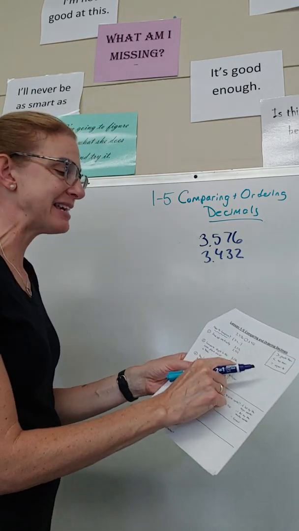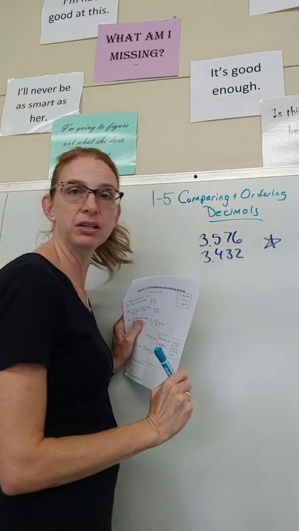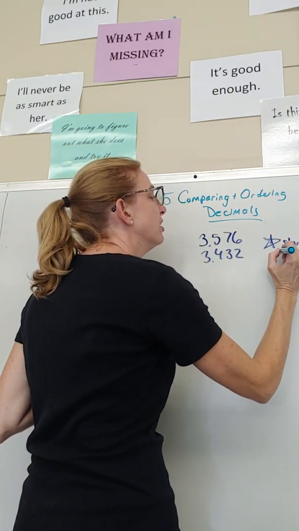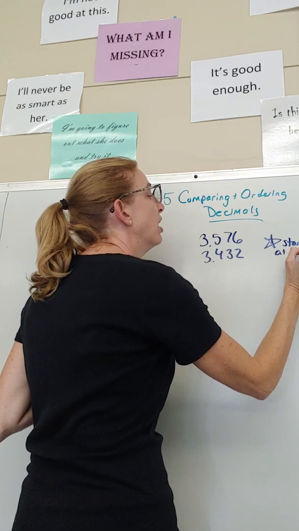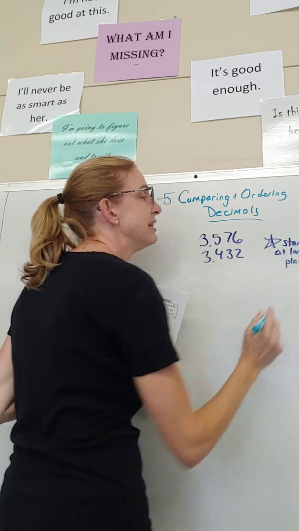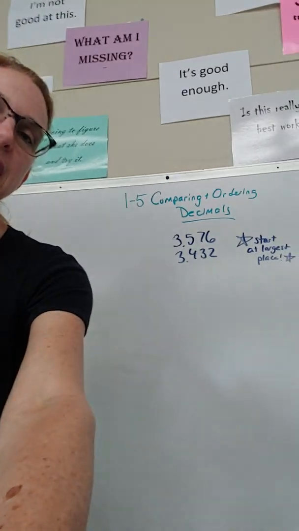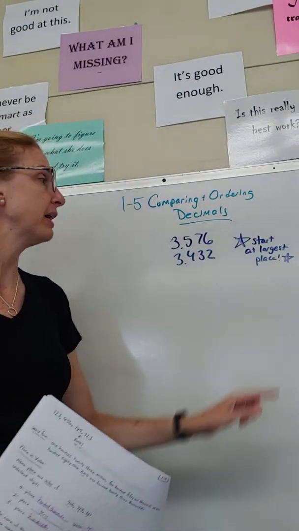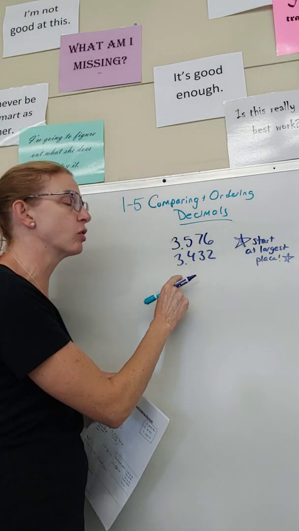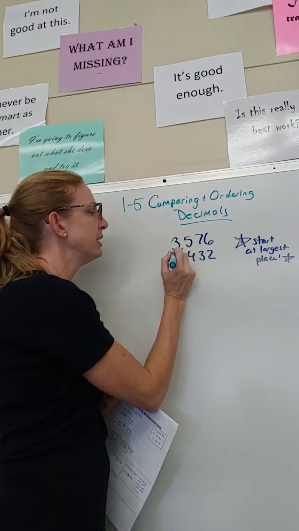And what I want you to add next to that, put kind of a little star next to those numbers. I'll show you right there. Put a little star there and put "start at largest place." Hopefully you can see that. Sometimes I write a little small. There we go. Okay, start at largest place, okay? So the largest place in these numbers is the ones place. Usually it's all the way to the left. And I'm going to compare them one at a time.